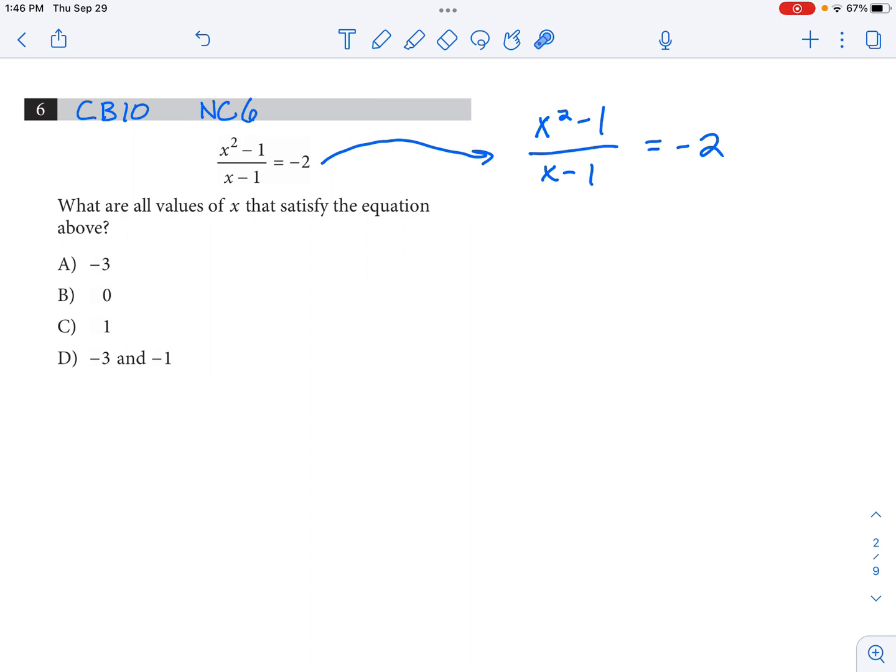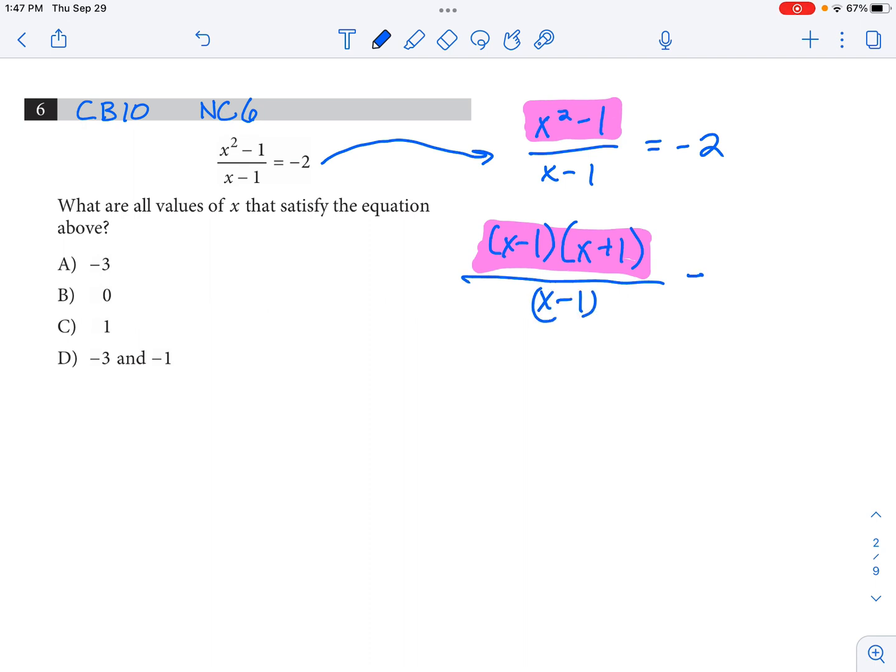So I think probably the best way to start is to look at this numerator of x squared minus 1 and realize that it's a difference of two squares, so we can factor it. So I'm going to factor x squared minus 1 as (x minus 1) times (x plus 1). Now that's still over x minus 1, and this is equal to negative 2.